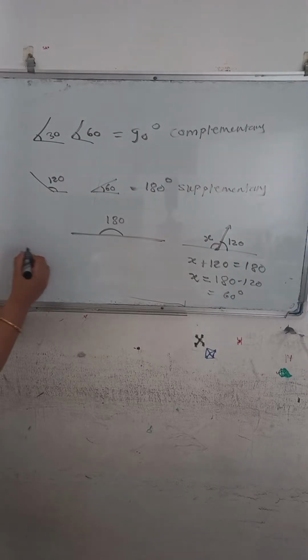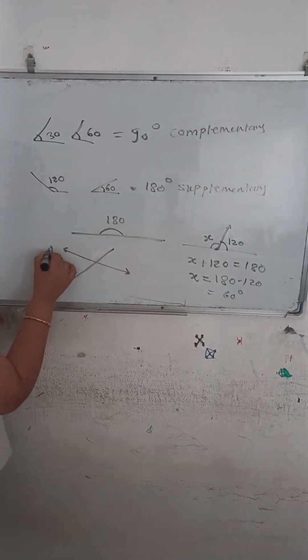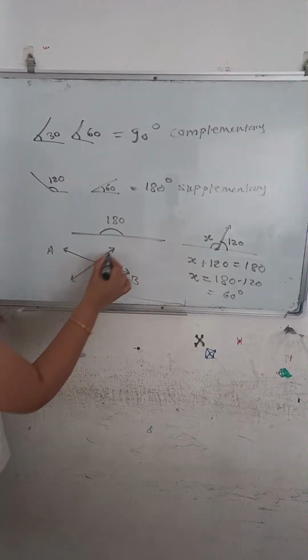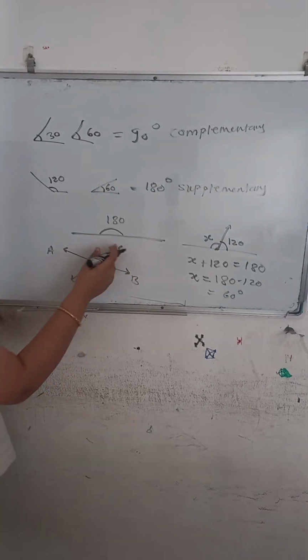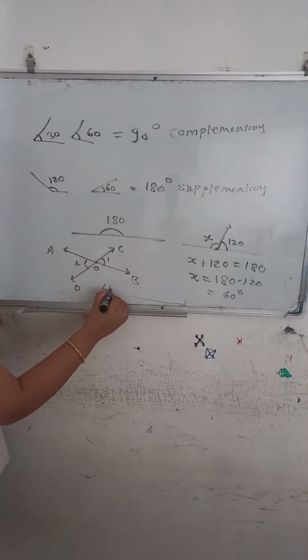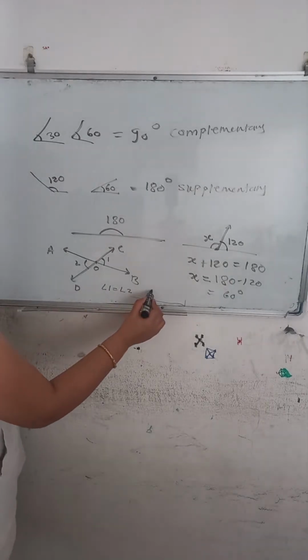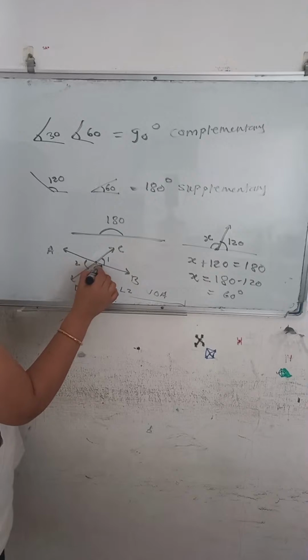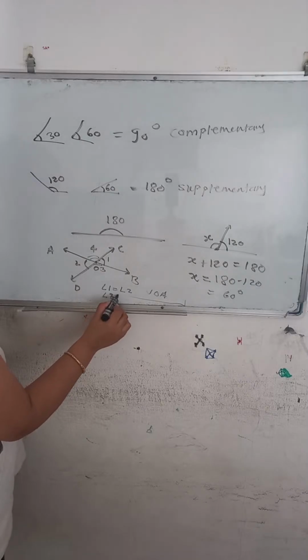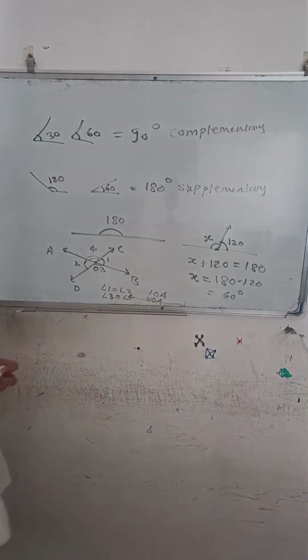Suppose I have two intersecting lines. This is line AB, the first line, then we have line CD, and they both are intersecting at point O. Here this is angle 1 and this is angle 2. Angle 1 and angle 2 are equal. Why are they equal? Because they are vertically opposite angles. Similarly, we can take this as 3 and this as 4. Angle 3 is equal to angle 4, so they are also vertically opposite angles and they are equal.